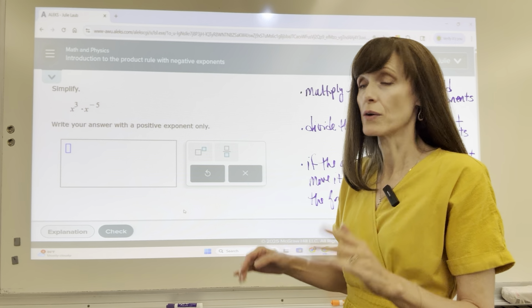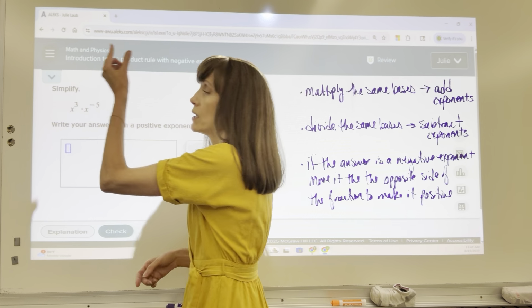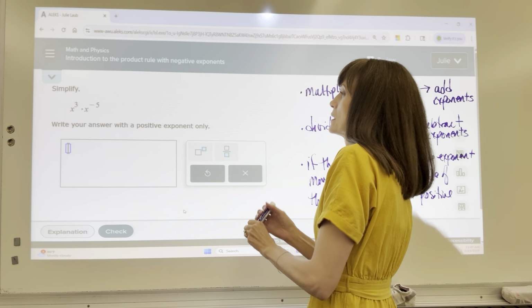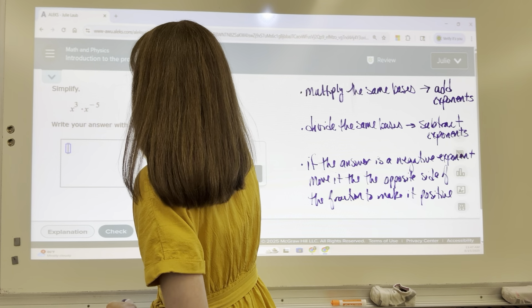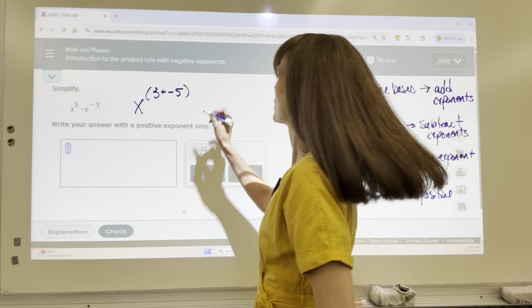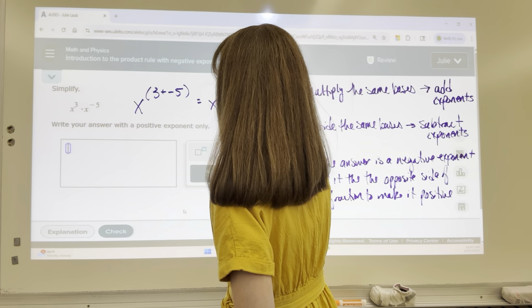So the first thing that I notice is the same base, x and x, and we're multiplying. That means I add my exponents. It's really going to be x to the 3 plus negative 5, which gives me x to the negative 2.